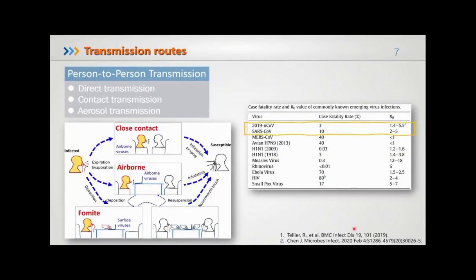Based on literature, the fatality rate for SARS coronavirus is about 10%, much higher than that of 2019 novel coronavirus, which is 3% at the beginning of the outbreak in Wuhan province. But recently, some countries seem to have much higher fatality rate. Anyway, initially the basic reproductive number R0 of 2019 novel coronavirus was slightly higher than SARS coronavirus.